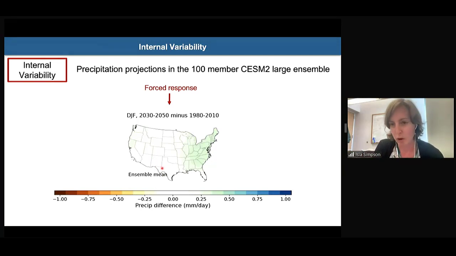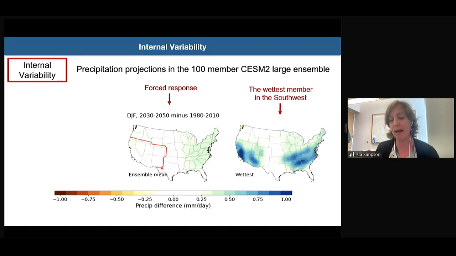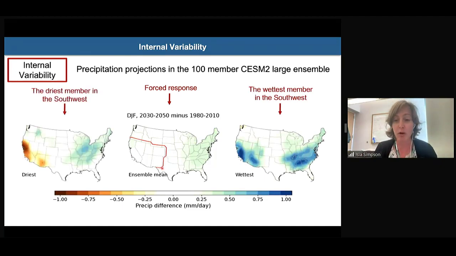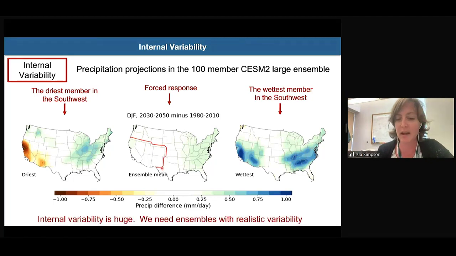But we can ask, using this 100 member large ensemble, what is the range of futures that we could potentially experience? If we focus on a region like the southwest, we can pick out the ensemble member that has the wettest projection, and then the ensemble member that has the driest projection. These ensemble members differ just as a result of different realizations of internal variability. And so what this tells us is that internal variability really can be huge.